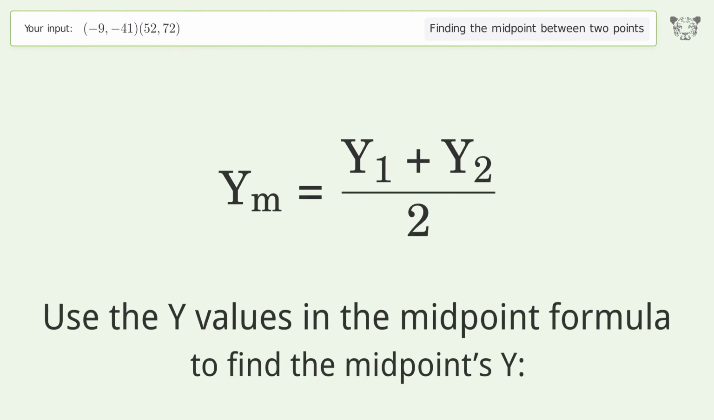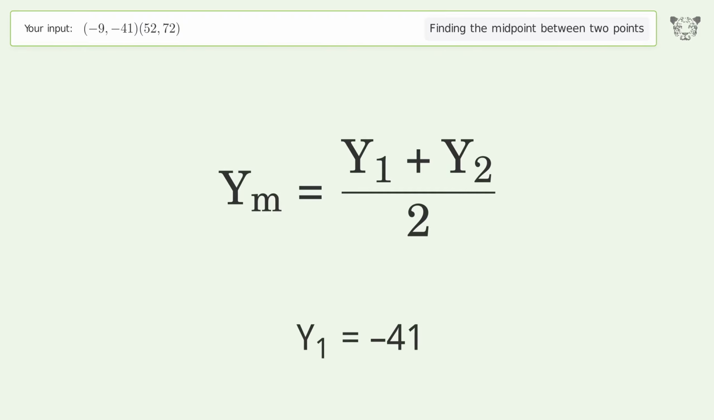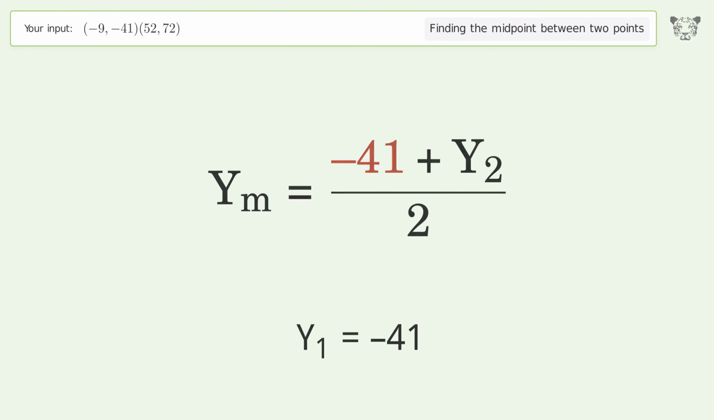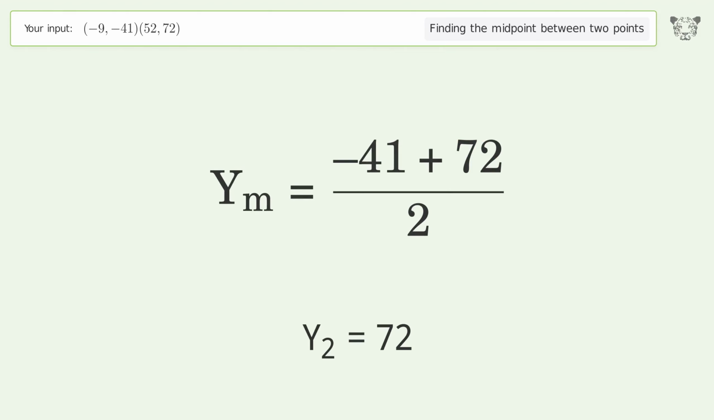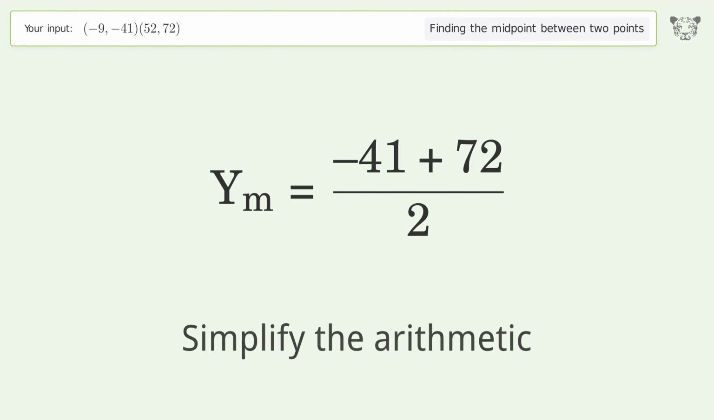Use the y values in the midpoint formula to find the midpoint's y. y1 equals -41. y2 equals 72. Simplify the arithmetic.